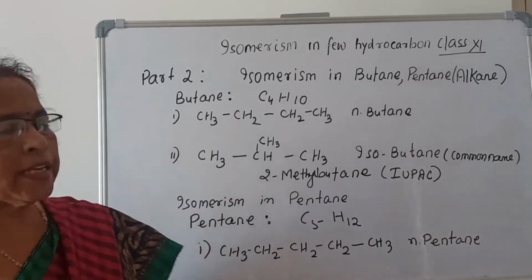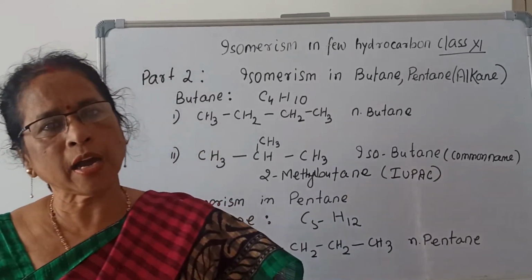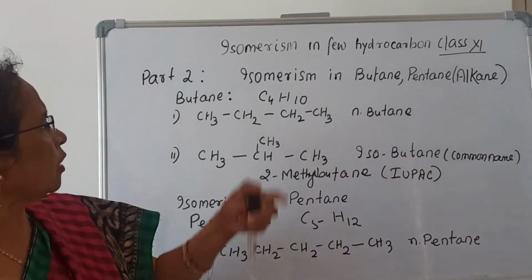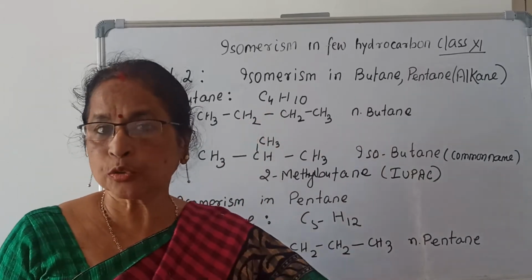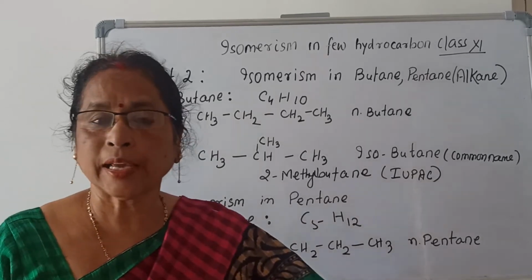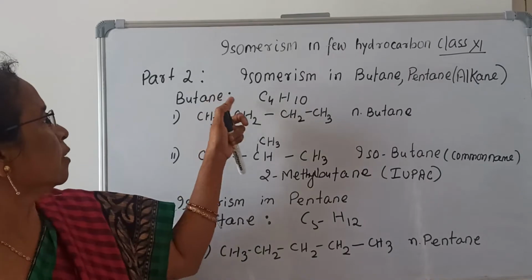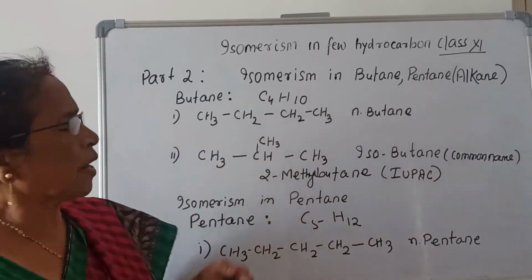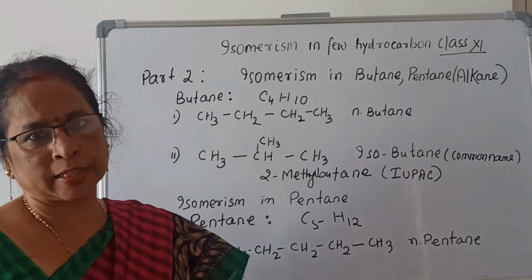But the chapter is alkane. That is why here only carbon and hydrogen and also single bonds should be present. Now in butane, what is the molecular formula for butane? You should remember the molecular formula of alkane: CnH2n+2. That means butane is C4H10. Now in butane 4 carbons are there and 10 hydrogen atoms are there.